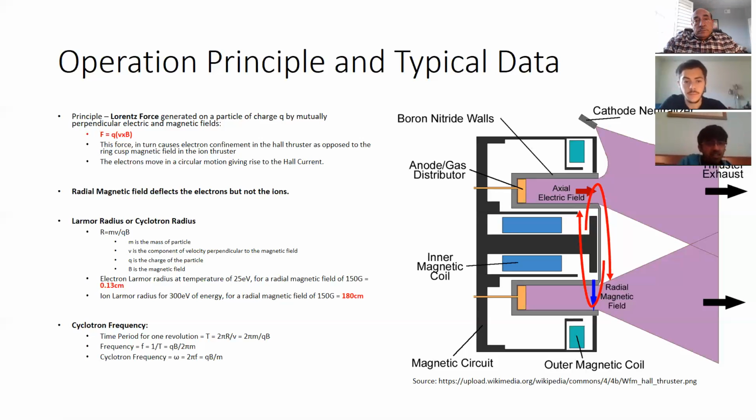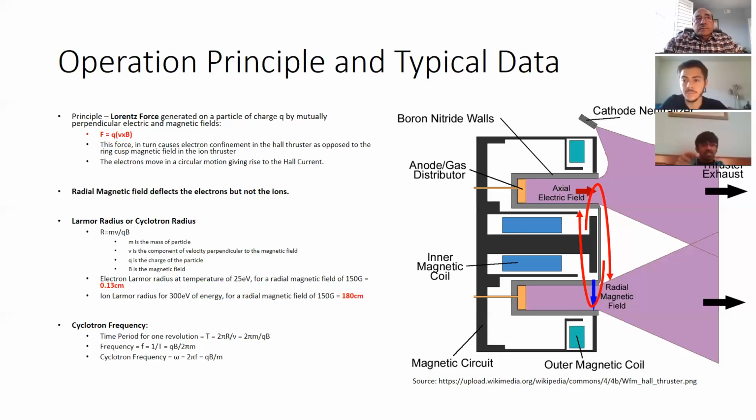Now the electrons move in a circular motion, giving rise to the Hall current. The next most important point is that the radial magnetic field deflects the electrons, but not the ions. The electrons are way lighter than the ions, and they have a Larmor radius, I will come to it, that is way less than the average diameter of this annular region that you can see. But for the ions, the Larmor radius is way higher.